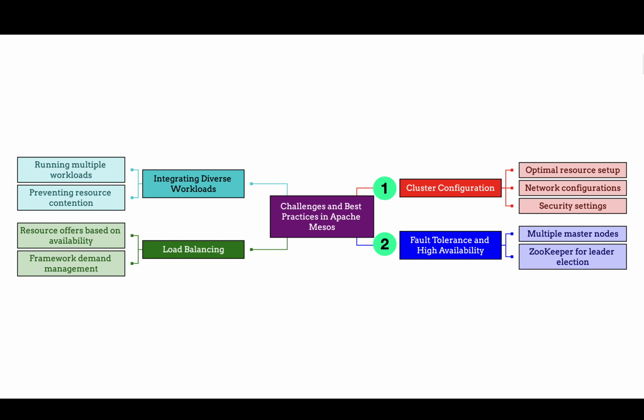2. Fault tolerance and high availability. Setting up Mesos for high availability is critical. This includes running multiple master nodes and using tools like Zookeeper for leader election and state management.